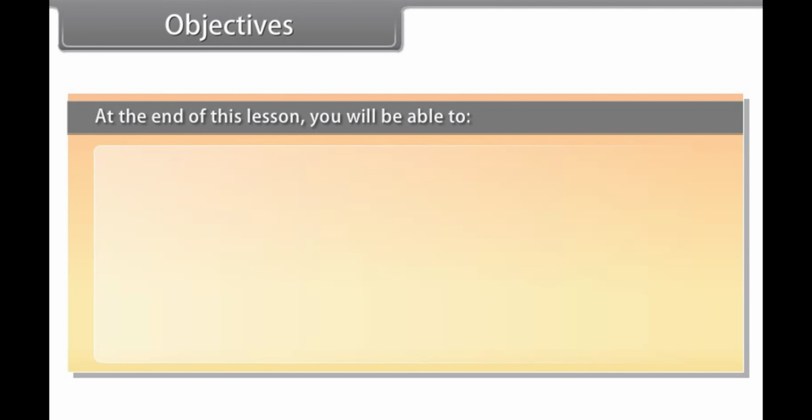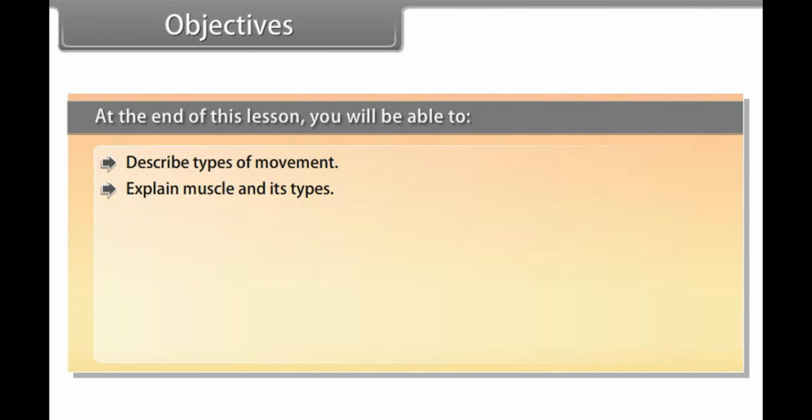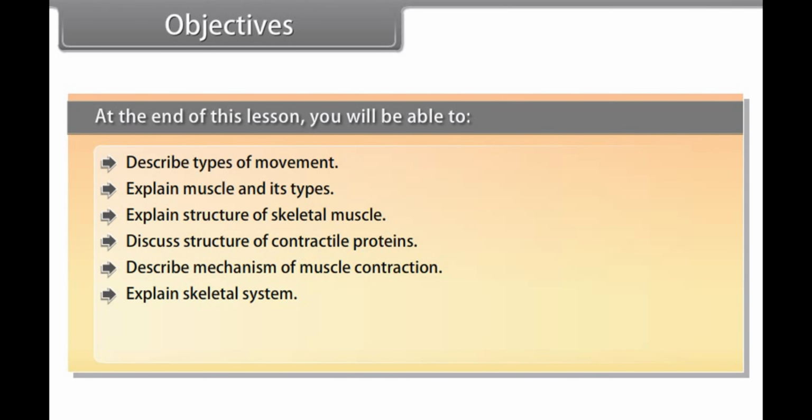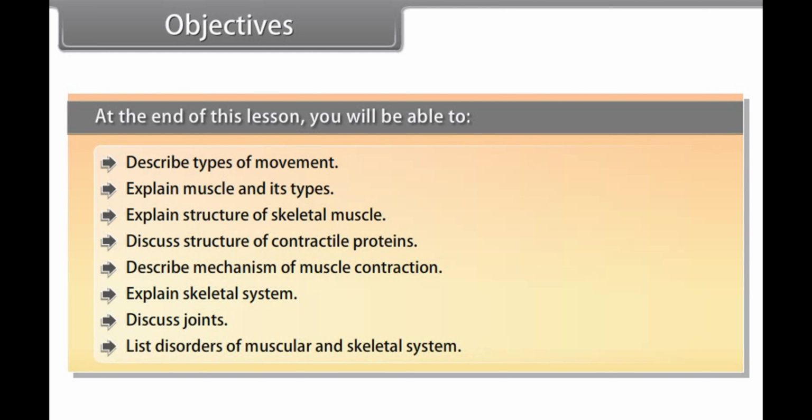Objectives. At the end of this lesson, you will be able to describe types of movement, explain muscle and its types, explain structure of skeletal muscles, discuss structure of contractile proteins, describe mechanism of muscle contraction, explain skeletal system, discuss joints, and list disorders of muscular and skeletal system.